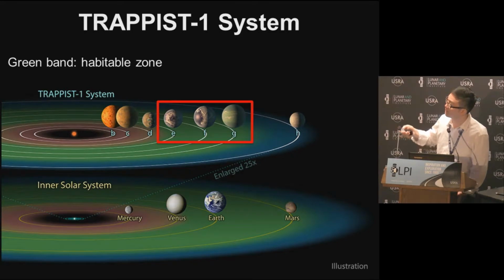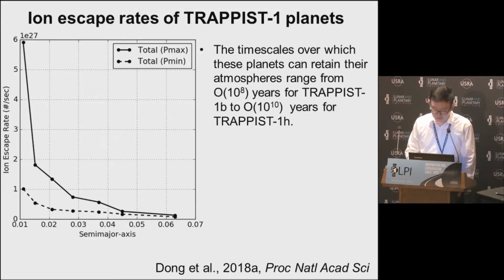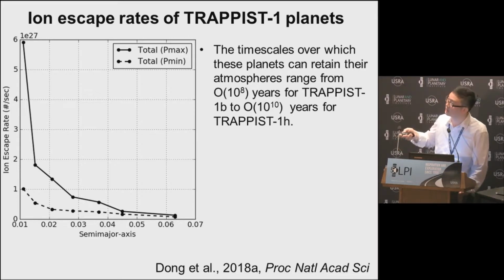And for TRAPPIST-1, there are three planets in the system in the habitable zone. However, even the outermost planet is still much closer to the star compared with our Mercury. And I calculated the ion escape rate for the TRAPPIST-1 system, and as we can see, the atmospheric escape rate decreased monotonically with the star-planet distance.